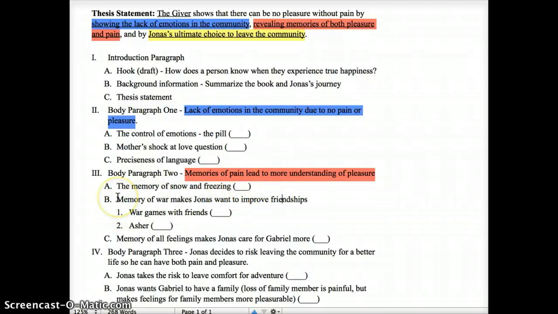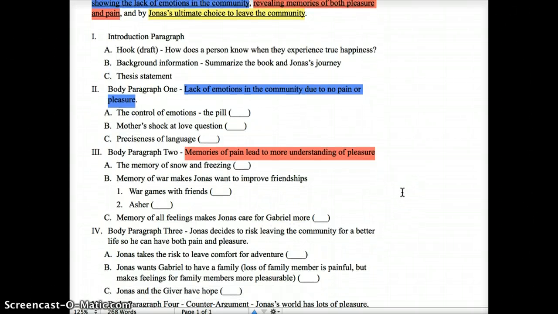My example number 2, it is the memory of war makes Jonas want to improve his friendships. So the memory of the pain of war makes him want to improve his friendships. And I have 2 sub-examples on that one. So this one might be a little bit longer than our normal standard advanced power paragraph because there are 2 things. The war games with friends, remember how he really wanted his friends to not play those war games. He wanted them to be better than that. And then his whole situation with Asher as well. So I would have to find some textual evidence for that.